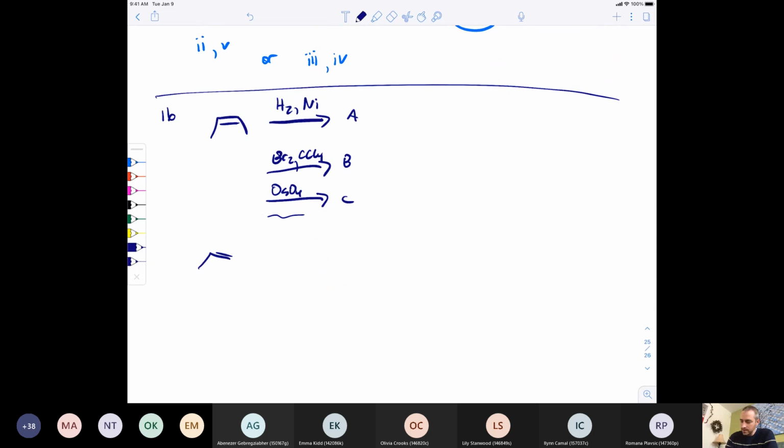D is the trans alkene with KMnO4, cold, and E is more than one of the above. So let's just draw out the products we're going to get for each case. The first one is a hydrogenation of an alkene, which gives you that, which has no chiral centers, which is not meso. The second one will add Br2. The addition of Br2 is anti. So that will give you as a product, plus its enantiomer.